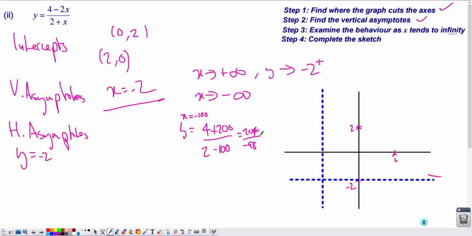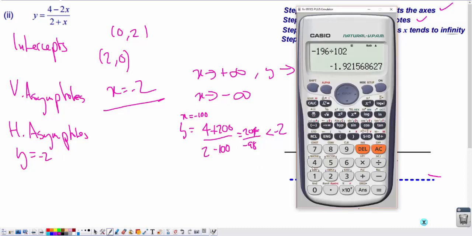Now I know just by looking at this that this is less than minus 2, because this is a negative number. Forget when I say smaller and bigger, I just mean it's less than minus 2 point something, because this is bigger than 200, and this is smaller than that. If you don't see it, just plug it in. So plug in 204 divided by minus 98, and you see it'll be minus 2 point something. All right, there we go.